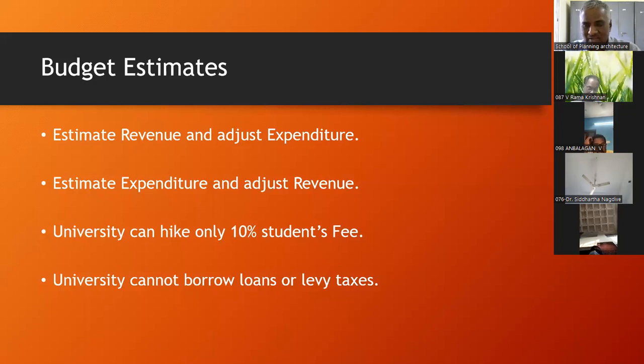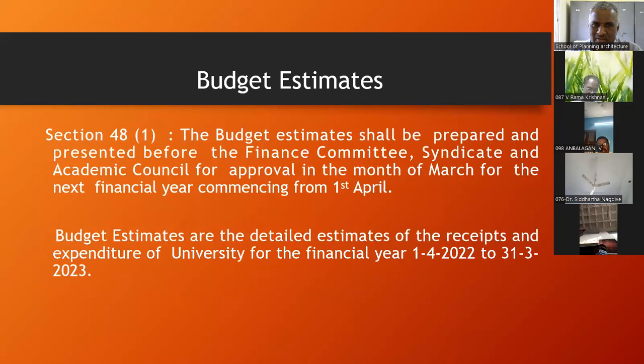Therefore, in the university system of budget preparation and accounts, what is your revenue for the next 12 months? Accordingly, you have to adjust your expenditure. That's why budget estimates play a very important role in the university system of accounting.